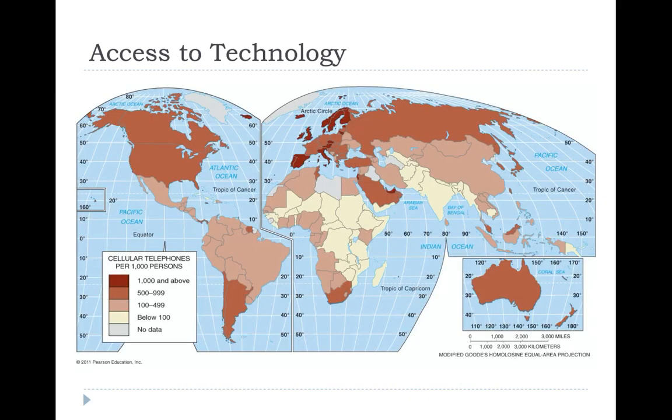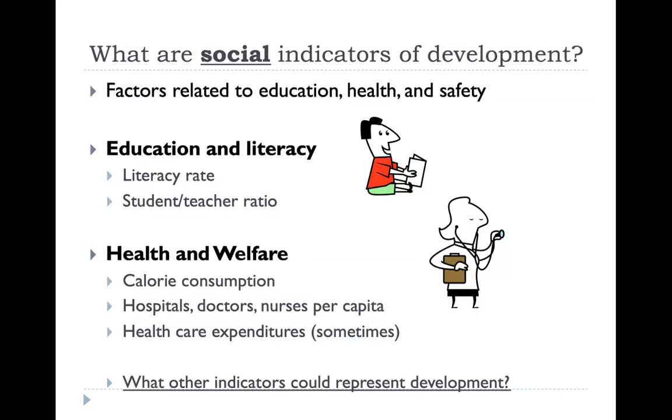Okay, this map shows access to technology. The higher somebody's access, typically the higher the level of development. So you can see your more developed countries are these two darker red colors, whereas your newly industrializing is the light tan, and then your less developed is the yellow.